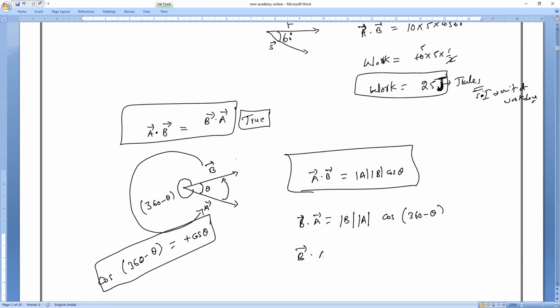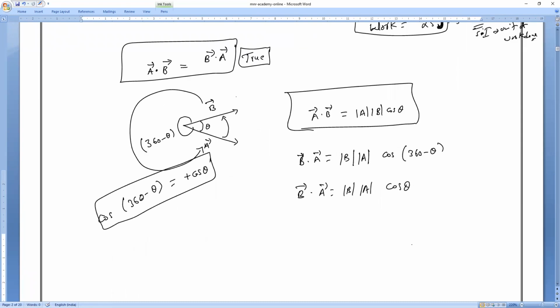So B dot A equals what? Mod B mod A, and here what will come? Cos theta. Is it right or wrong? So B dot A is equal to mod A mod B cos theta. Is it right or wrong, all of you?